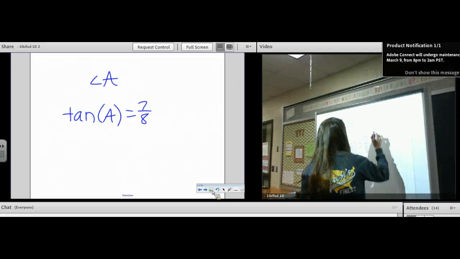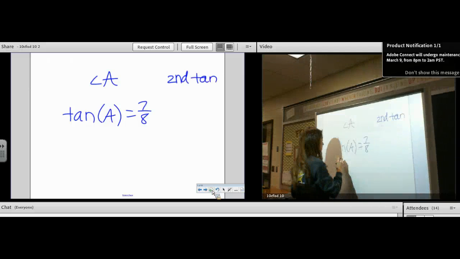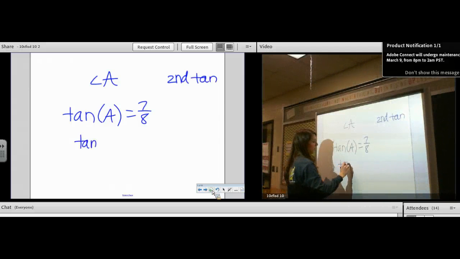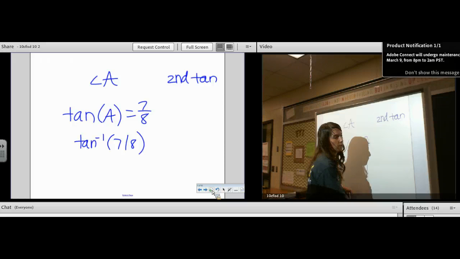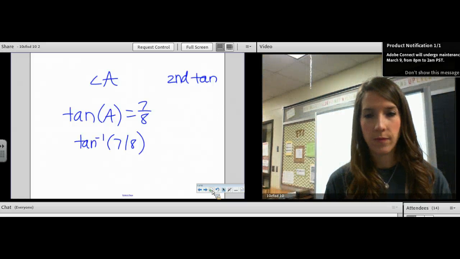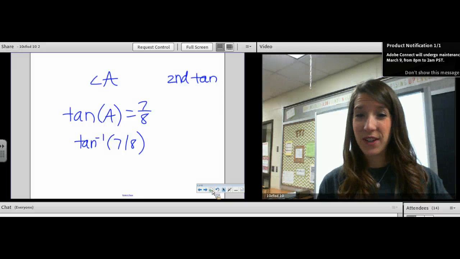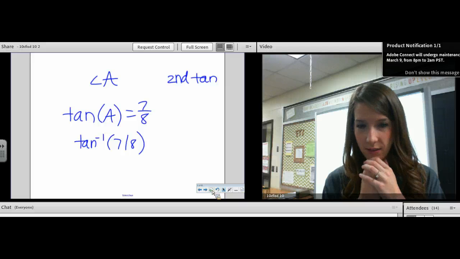And the way you get to inverse tan on your calculator is by pressing second tan. So you're going to press second tan, and it'll look like that, tan to the negative 1. And then you just put in what it equals. You put in the ratio. What you're really doing is you're doing inverse tan to both sides of the equation, and that's helping you solve for x.